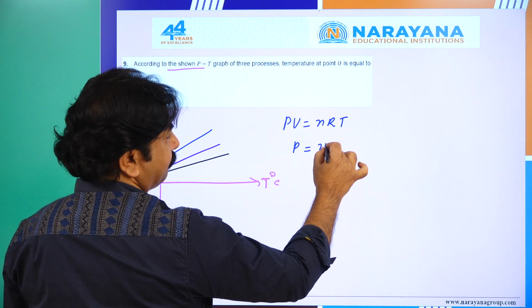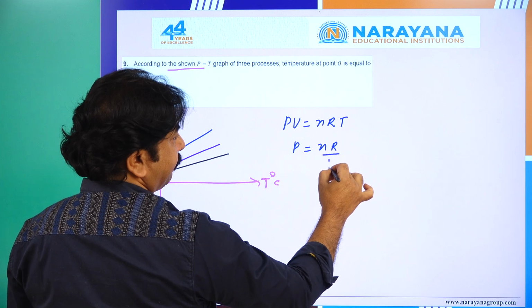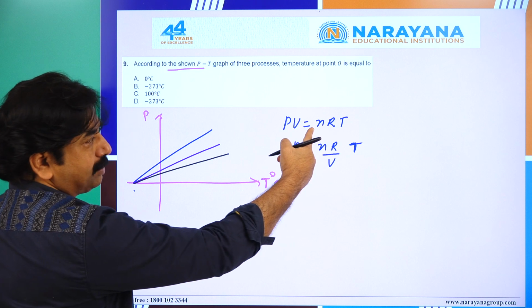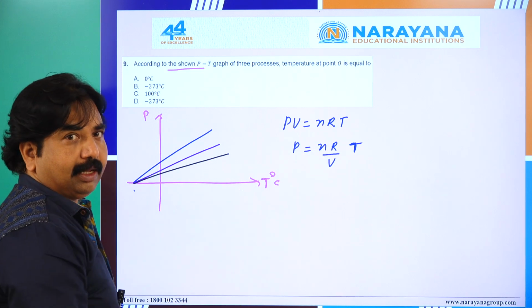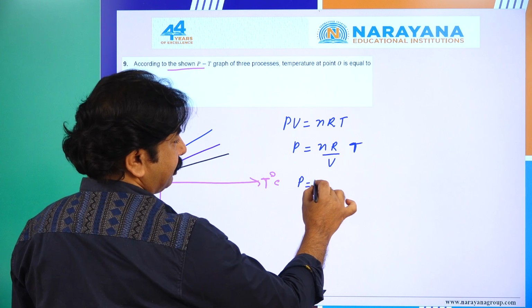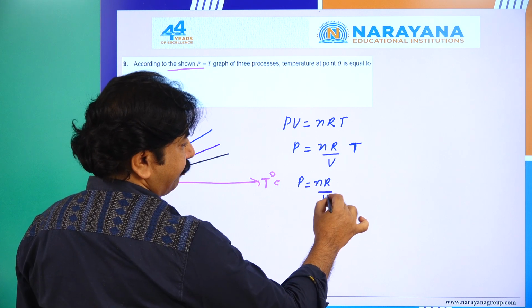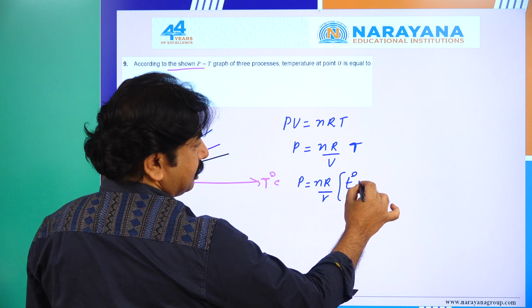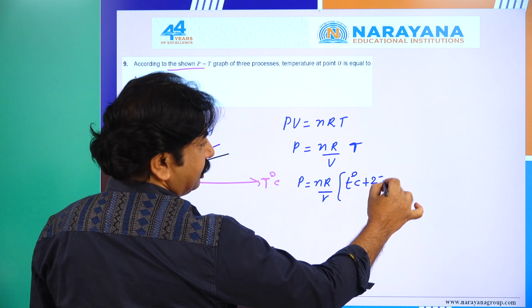We know PV is equal to nRT, so P is equal to nR by V into temperature. But everyone has to observe this temperature should be the absolute scale of temperature only. Now P is equal to nR by V of (T degree Celsius plus 273).